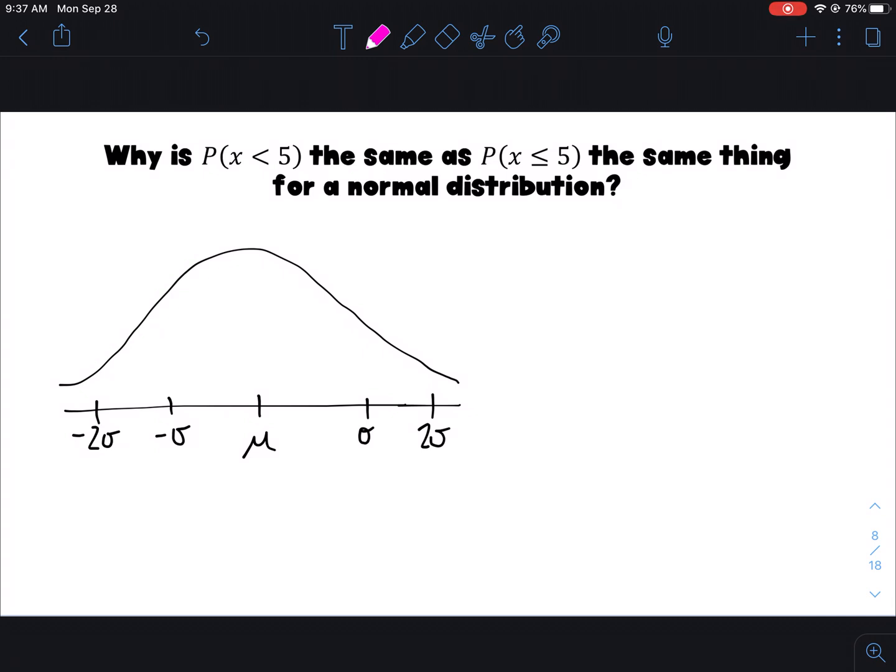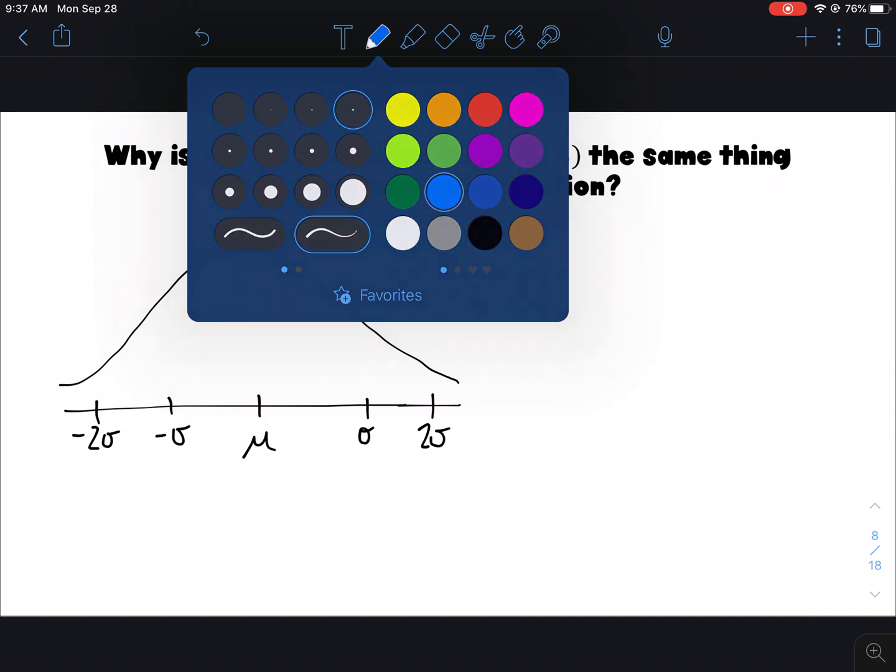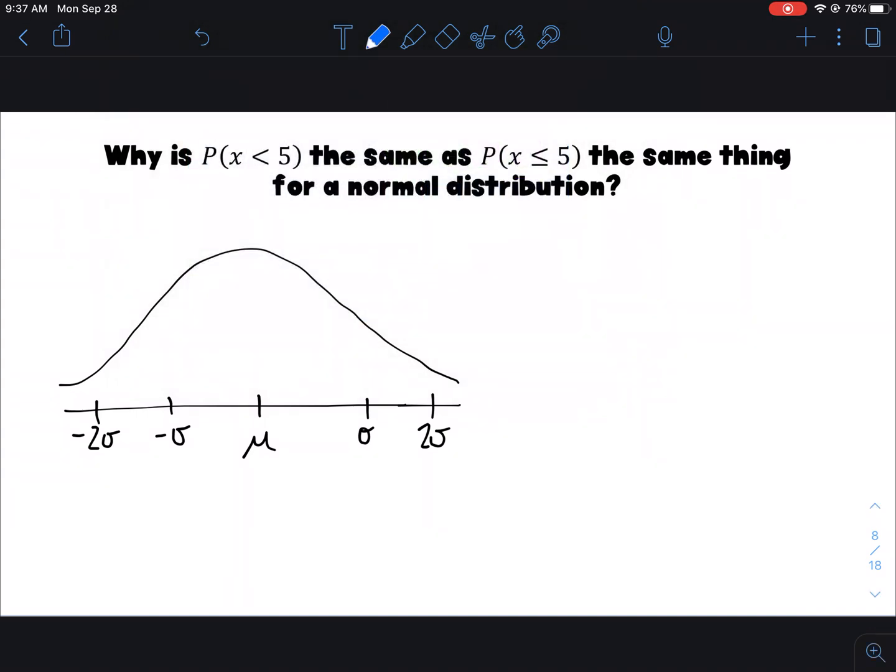I got this question and I want to address it because I feel that I did not do a good enough job of addressing it, so I want to make sure that I do. It says, why is the probability that x is less than 5 the same as the probability that x is less than or equal to 5? The same thing for a normal distribution. Now remember, when we do normal calculations, we only use normal CDF, not normal PDF.